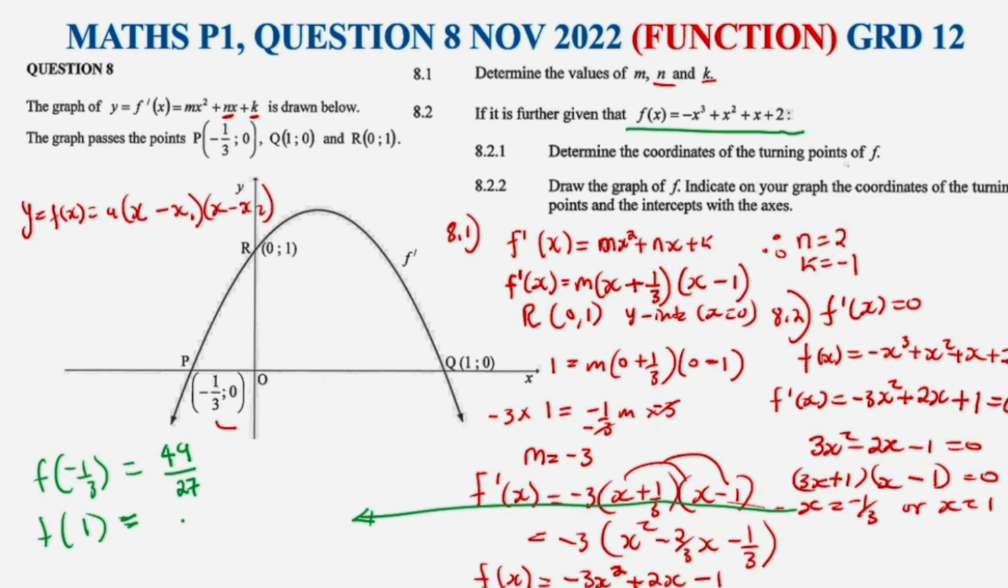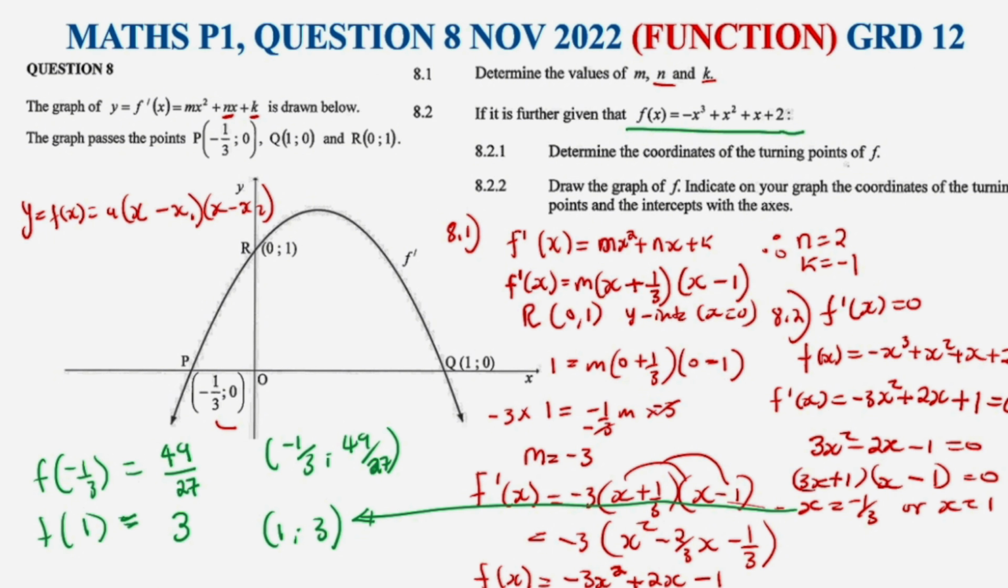And then when I substitute 1, my calculator is giving me 3. So the two turning points would be x equals 1 over 3. Remember, they want coordinates, guys. So 4, 9 all over 27. And then the other one is x equals 1, y equals 3. And that is our turning point for the cubic function, as required by the question.